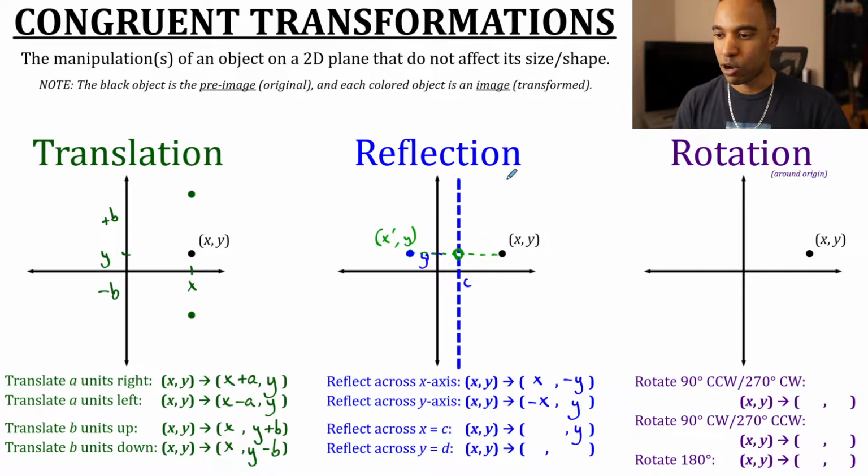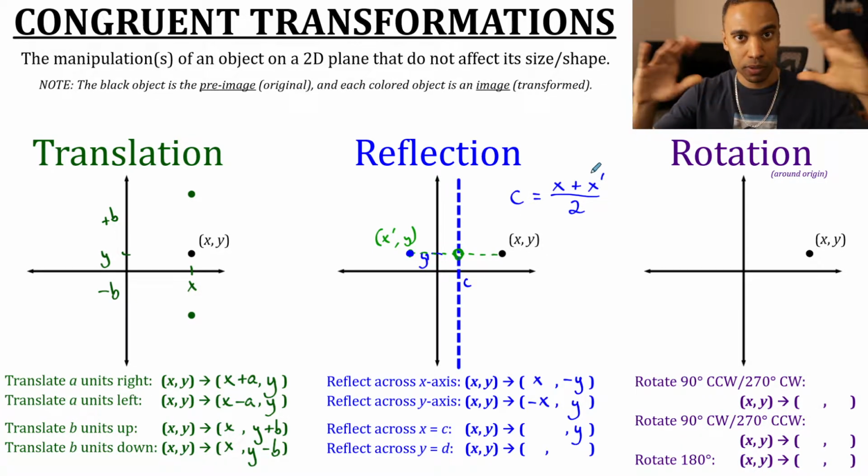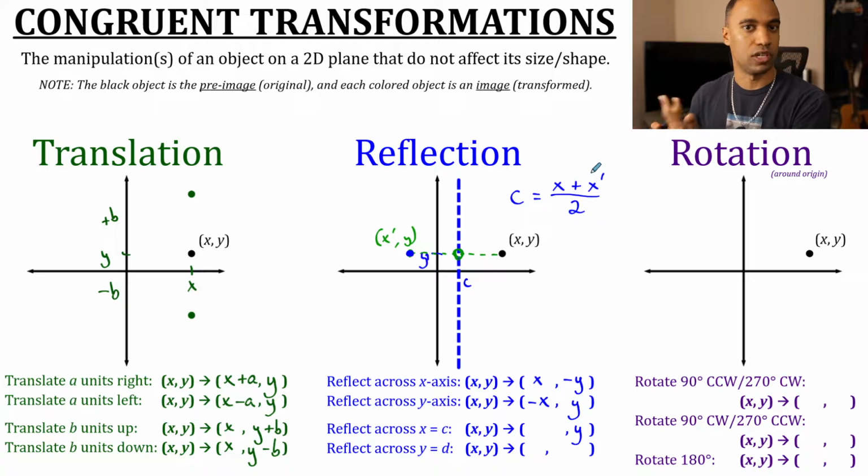If I want to find out what c is as an x value, remember this is x equals c. I can average this x value and this x value here and divide by 2. Add them up, divide by 2, that's taking an average. Now remember, we already know what c is in this particular example. When we reflect across x equals 7, we already know what that number is. What we don't know is what this number is right here.